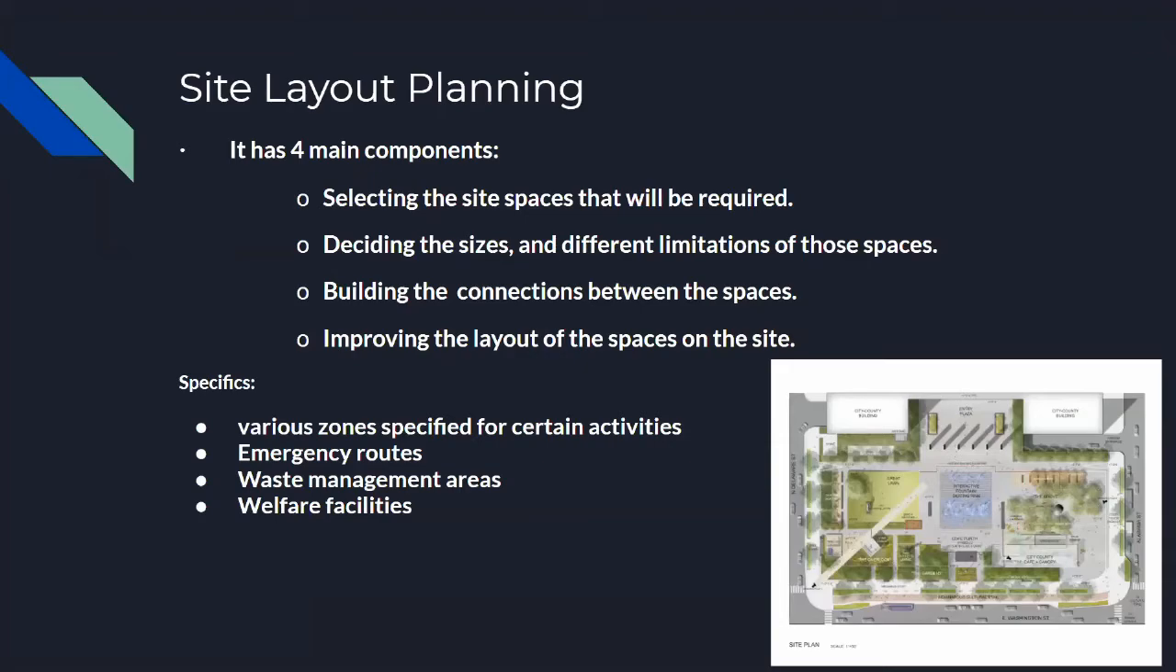Now into site layout planning. The site layout consists of four main components. When looking at the layout, one must consider the selection of site spaces that will be required. Also, deciding the sizes and different limitations of those spaces. Another component is building or establishing the connections between the facilities, and as always, one can improve the layout of the spaces on the site.